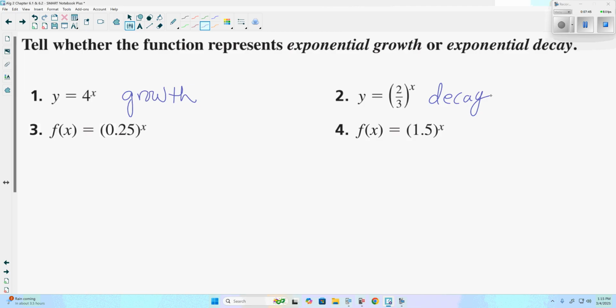Number 3, f of x equals 0.25 to the x. Decay, because that base value is between 0 and 1. And lastly, number 4, 1.5 to the x. Growth, because 1.5 is indeed greater than 1. Questions on this so far?